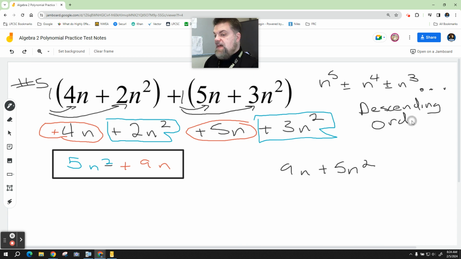But that is the practice. So I would say write it this way. Okay? Because a lot of times, like on the SAT, it'll say descending order. Put your answer in descending order.